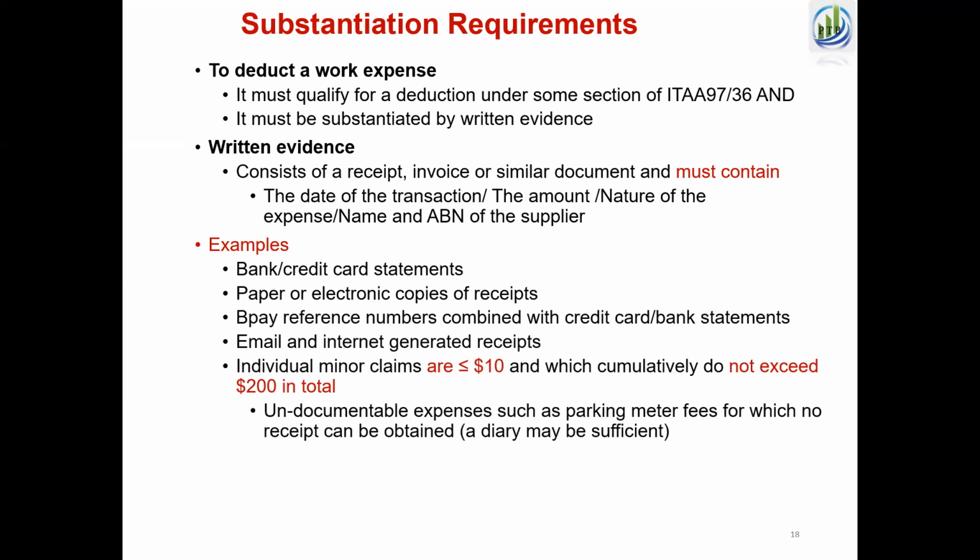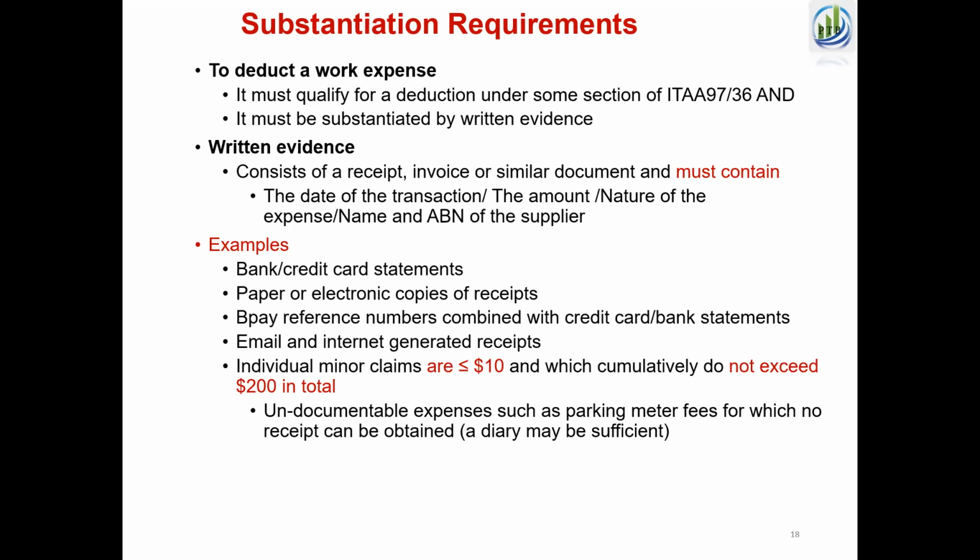Just like that. So when we come back to minor claims, if you have some expenses less than $10, you do not need to have this type of receipt, right? However, how much can we go up to? Up to $200. So for small expenses, less than $10, without written evidence, we can go up to $200. So it's a cumulative total of $200. Each individual expense must be less than $10. When you add those $10 items, the maximum is $200. That's called minor claims.